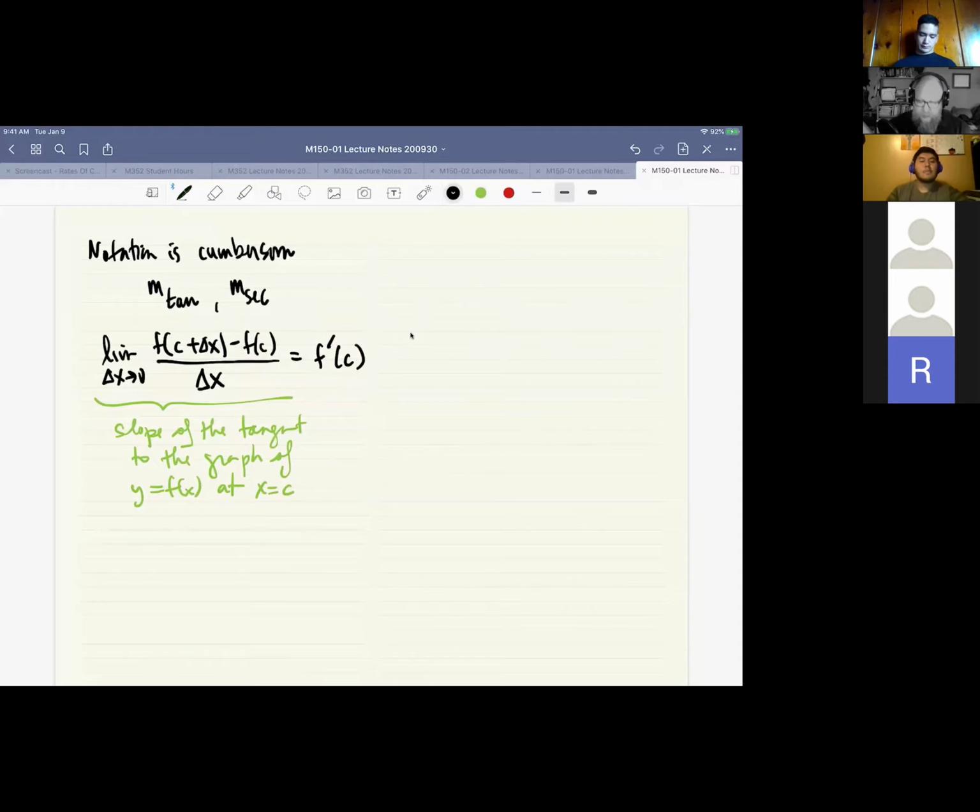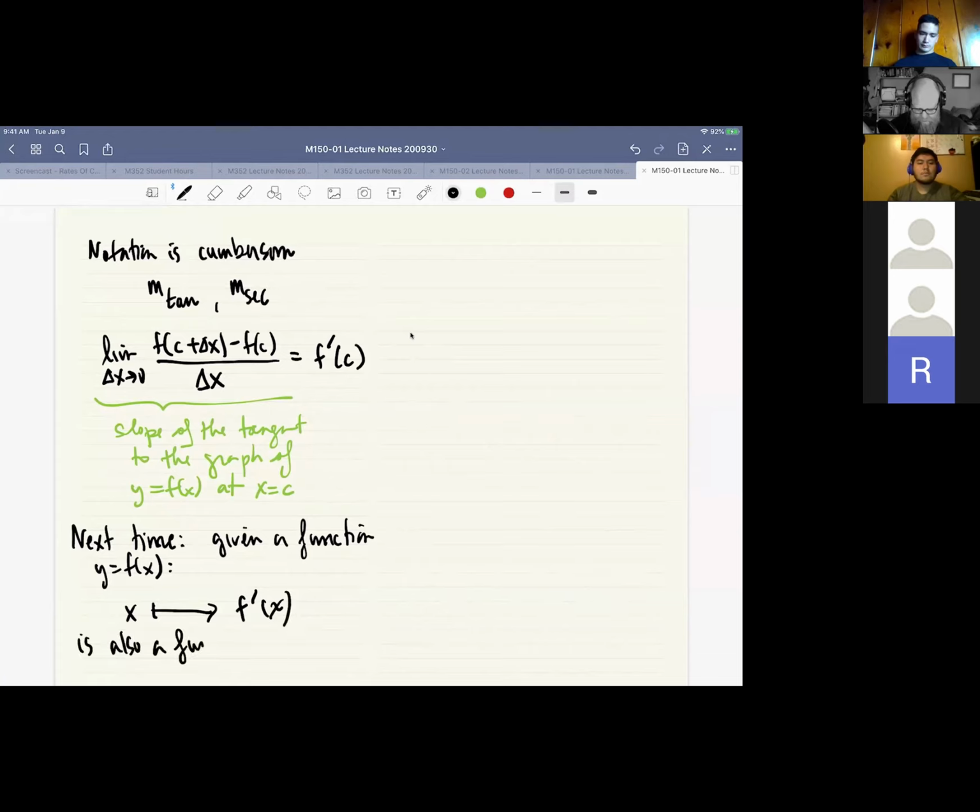Okay, and then next time, I think I'm at the point where I can say this. Next time, we'll see that if you're given a function y equals f of x, the rule that takes an input x and assigns an output f prime of x is also a function, called the derivative of f.